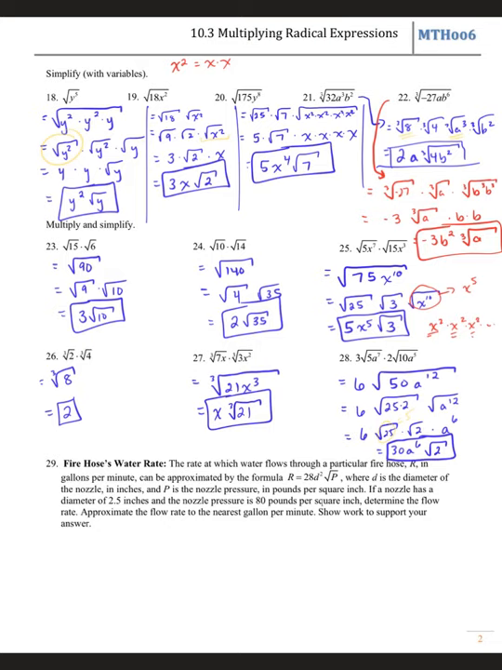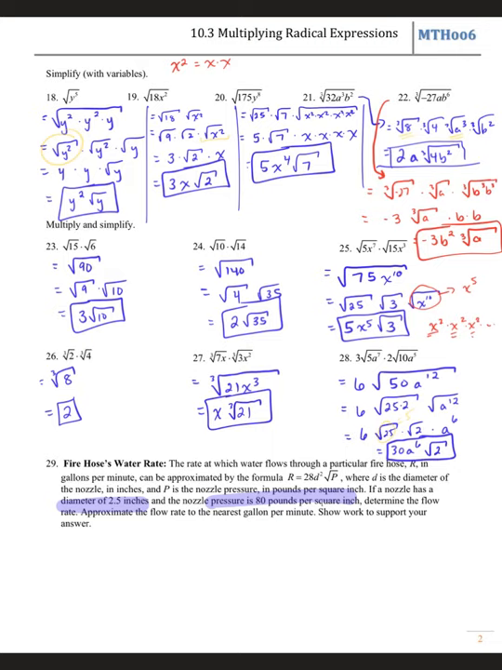Now, the last one that we have here, fire hoses water rate. The rate at which water flows through a particular fire hose, R, in gallons per minute can be approximated by this formula right here, where D is the diameter of the nozzle in inches, and P is the nozzle pressure in pounds per square inch. If a nozzle has a diameter of 2.5 inches, and the nozzle pressure is 80 pounds per square inch, determine the flow rate, approximate to the nearest gallon per minute, show work.